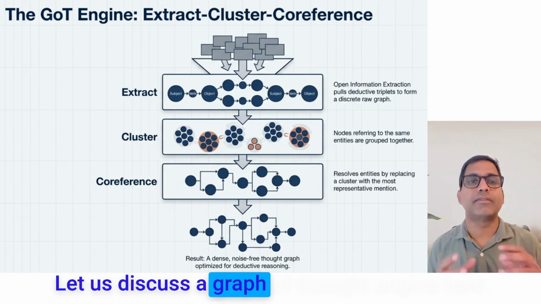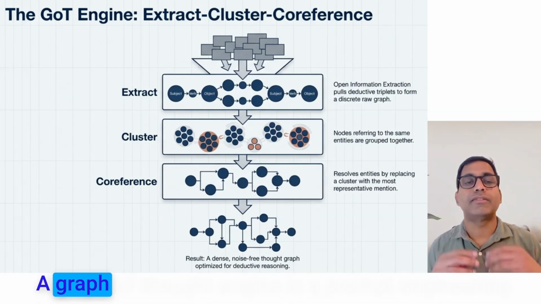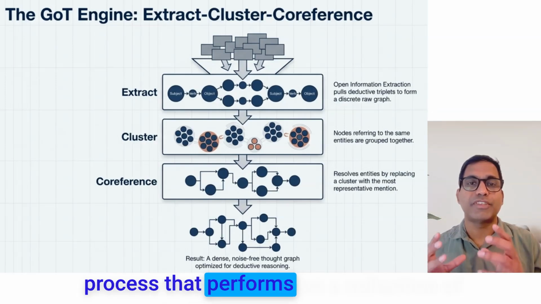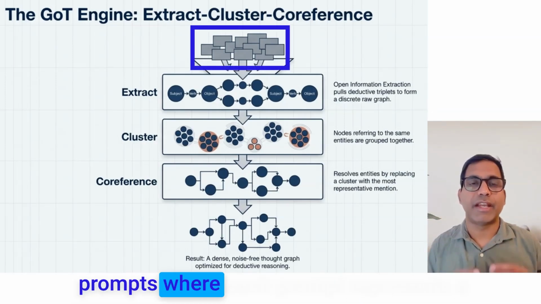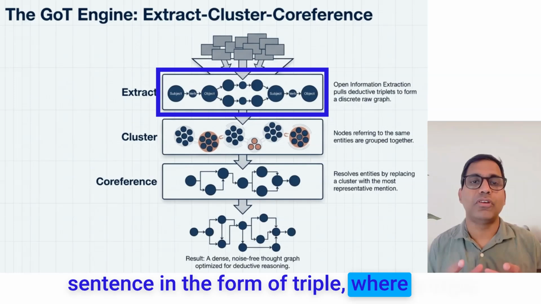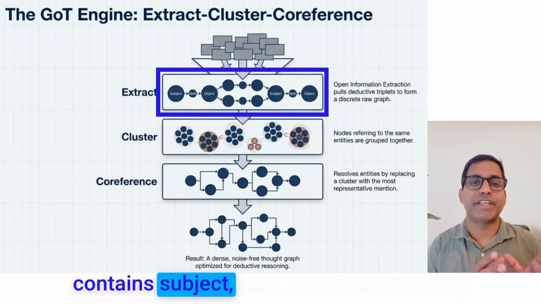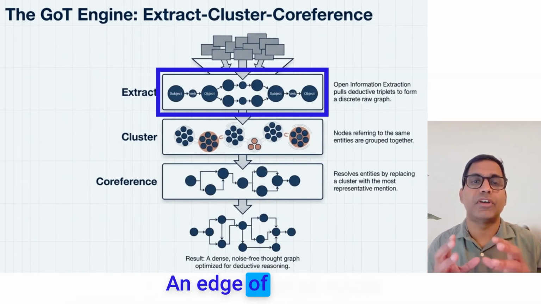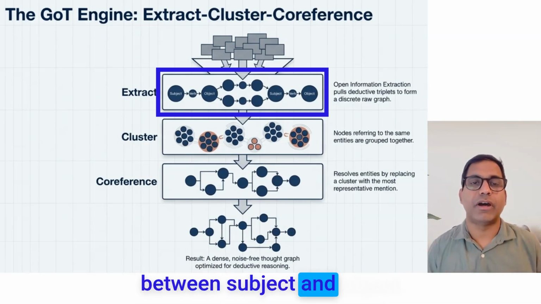Let us discuss a graph of thought engine here. A graph of thought engine is a prompt engineering process that performs on a collection of prompts, where each prompt represents a sentence in the form of a triple, where a triple contains a subject, verb, object relationship. An edge of the verb exists between subject and object.